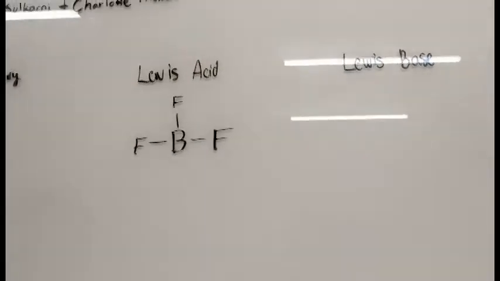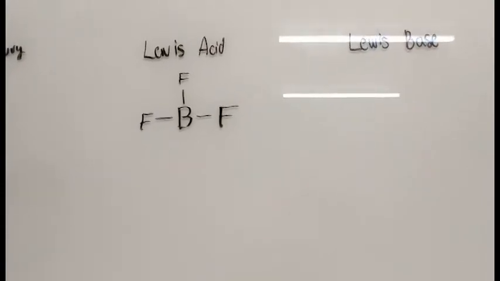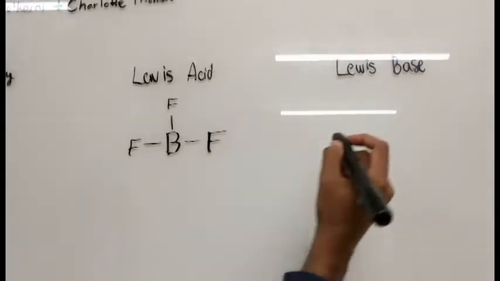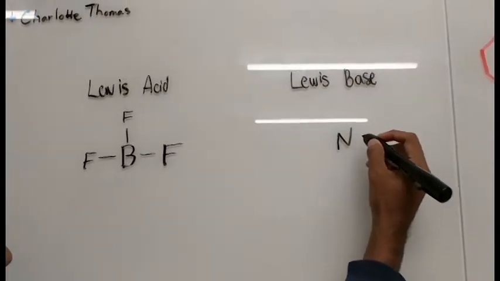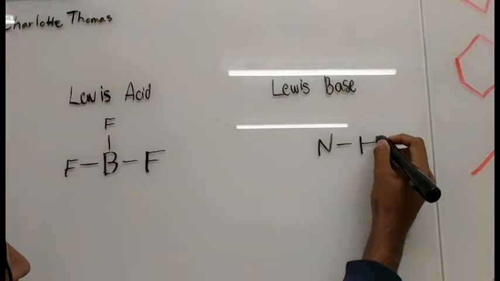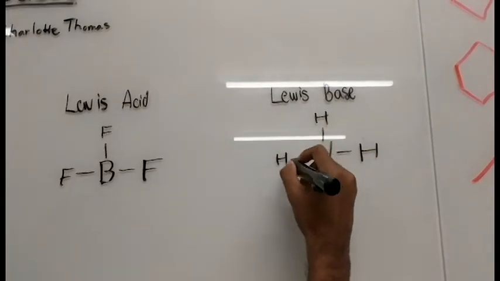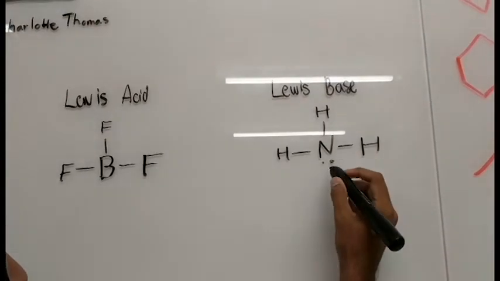Next we have a Lewis base, which is a species that donates an electron pair to a Lewis acid in order to form a new bond. An example of that is NH3, which is nitrogen attached to 3 protons and holds 1 lone pair that can be donated.